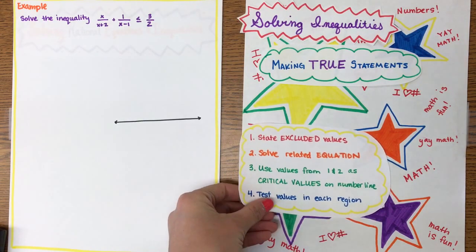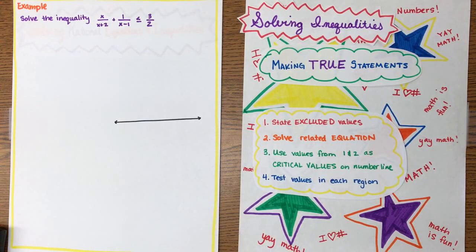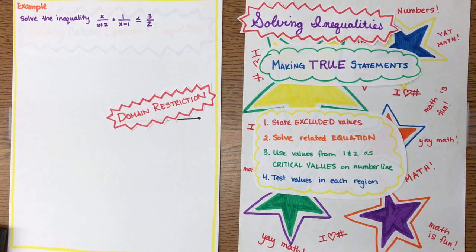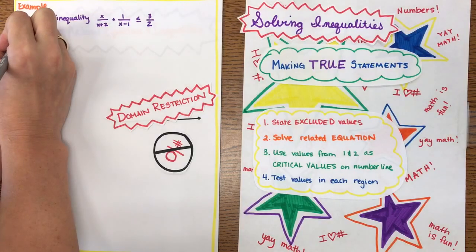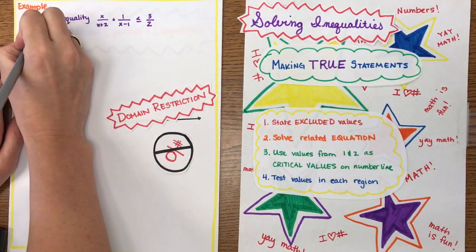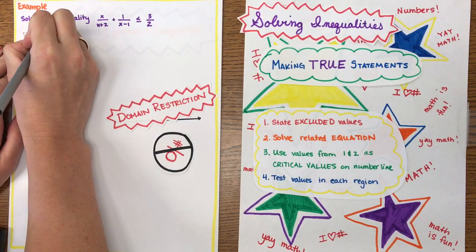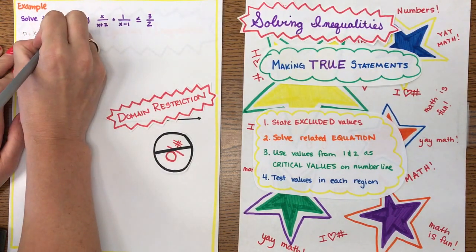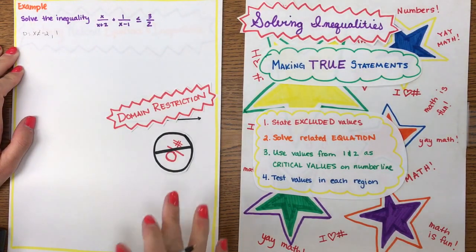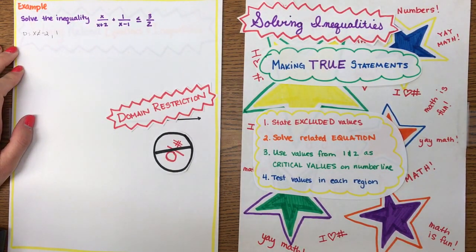Our steps to solving these: we are going to start by stating our excluded values. The excluded values are just another way of saying our domain restrictions, which is just another way of saying that we can't divide by 0. So when I find my domain restrictions for this problem, my first denominator gives me x cannot be equal to -2, and my second denominator gives me x cannot be equal to 1.